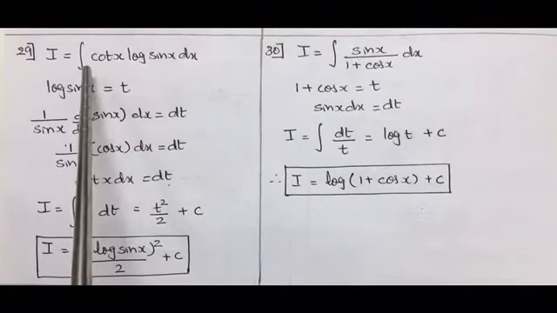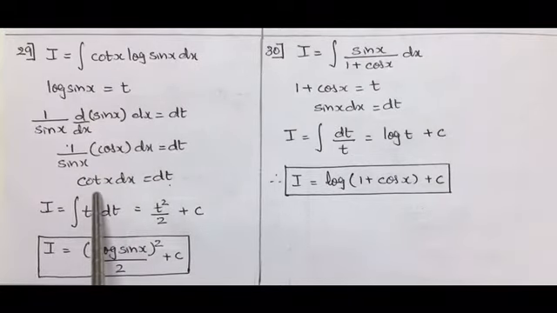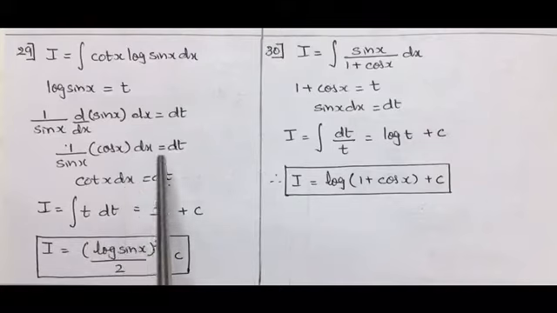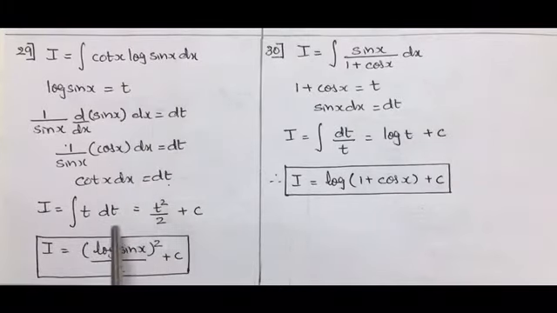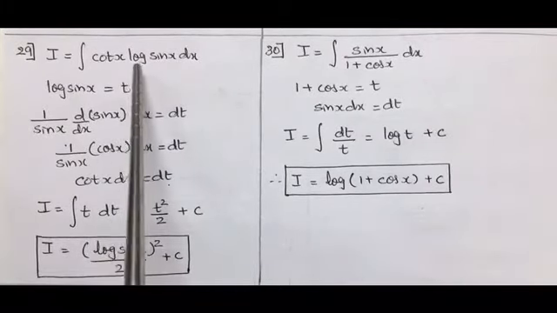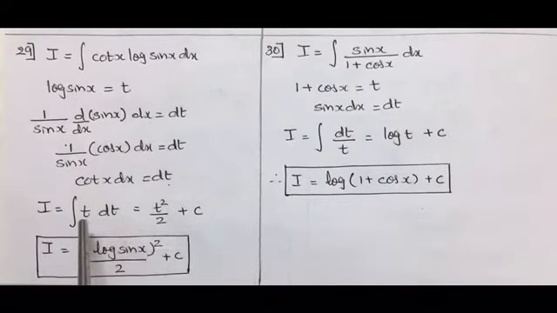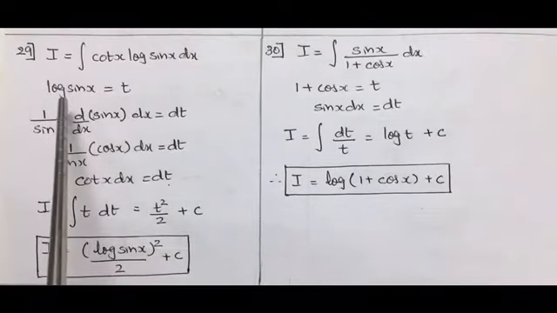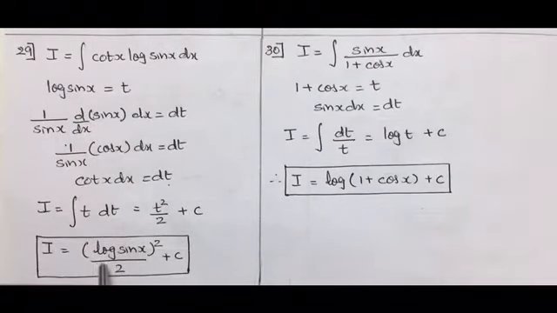Now substituting all the values in the question, in the place of cot x dx, dt is being kept. In the place of log sin x, t is substituted, and when integrated we get t square by 2 plus c. Keeping the value of t as log sin x, the final answer becomes log sin x whole square divided by 2 plus c.